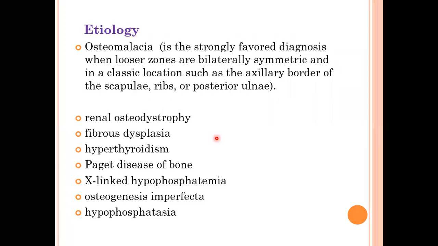Etiology: osteomalacia is the most common cause and is the strongly favored diagnosis when the looser zones are bilaterally symmetrical and in the classic location, such as the axillary border of the scapula, ribs, or posterior ulna. Other causes include renal osteodystrophy, fibrous dysplasia, hyperthyroidism, Paget disease of bone, X-linked hypophosphatemia, osteogenesis imperfecta, and hypophosphatasia.